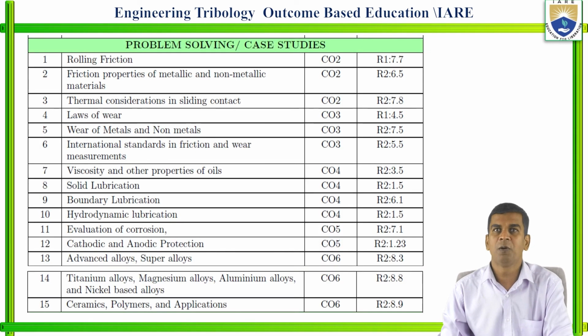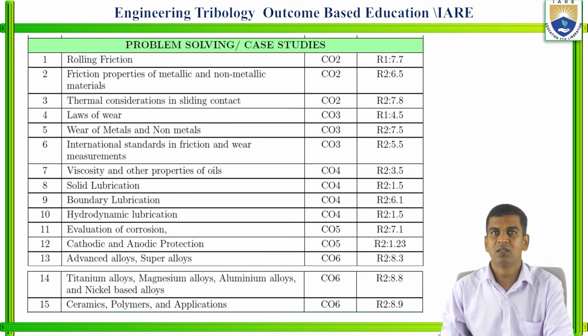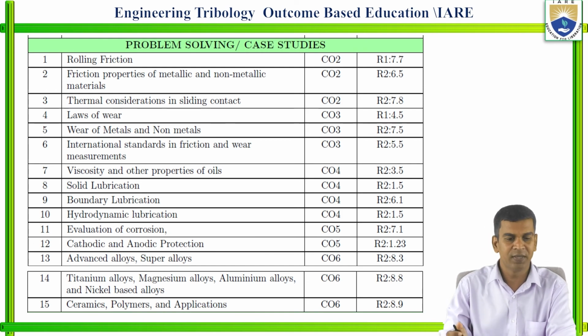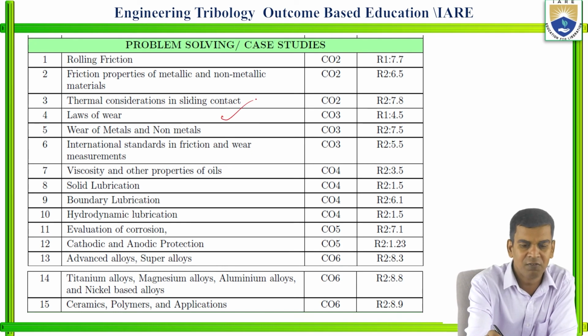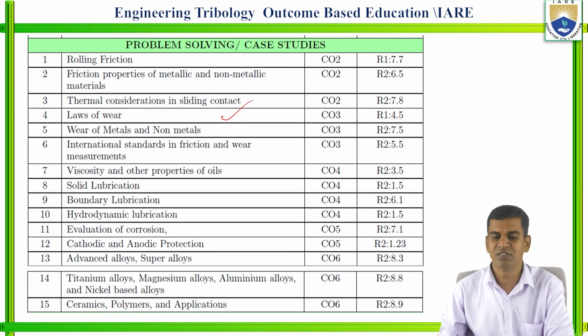And you can see the problem solving or the case studies here. A total of 15 topics will be there, upon which you can have the problems or you can do the case study. The first one is rolling friction. Second one, frictional properties of metallic and non-metallic. Third one, thermal consideration in sliding contact bearing. Fourth one, laws of wear. Fifth one, wear of metals and non-metals. Sixth one, international standards in friction and wear measurement. Seventh one, viscosity and other properties of oils.